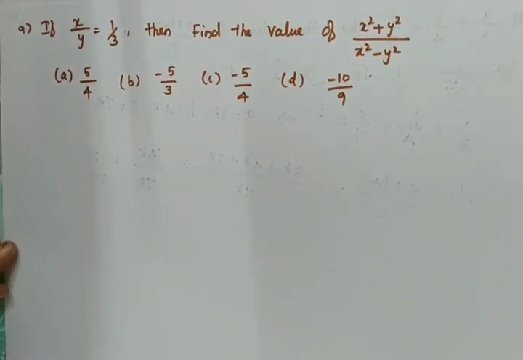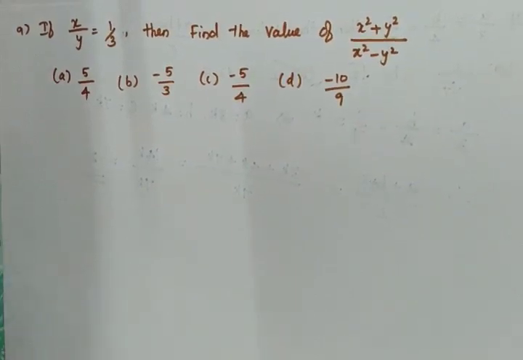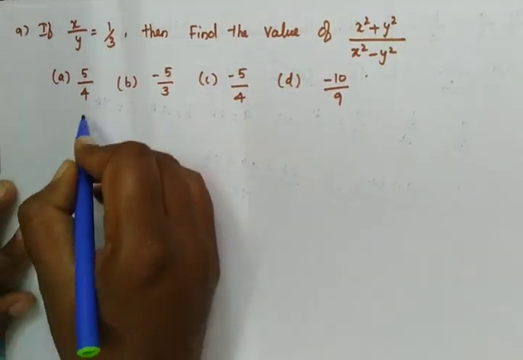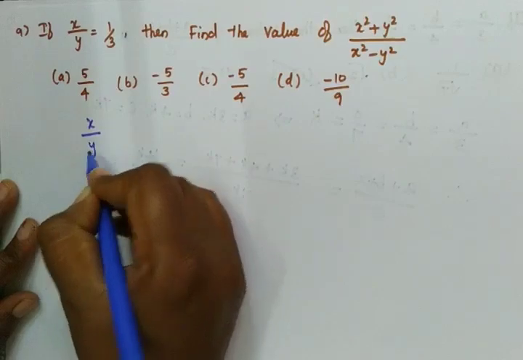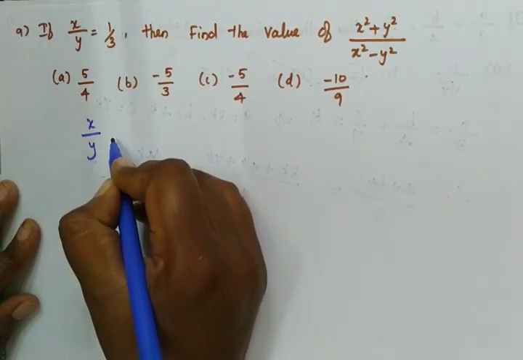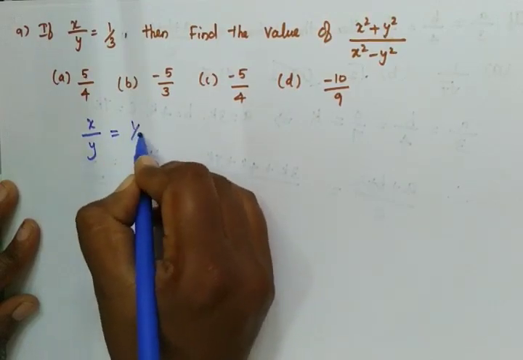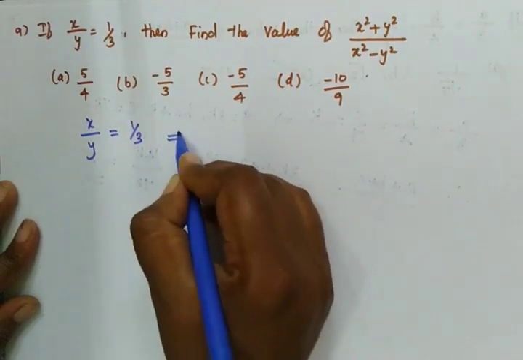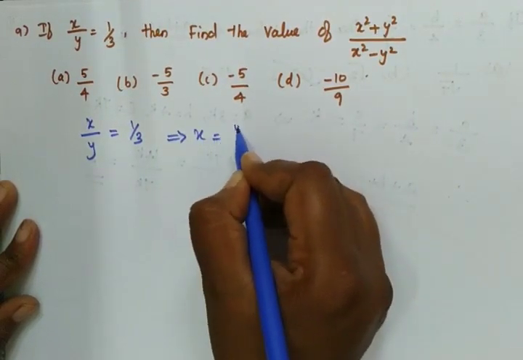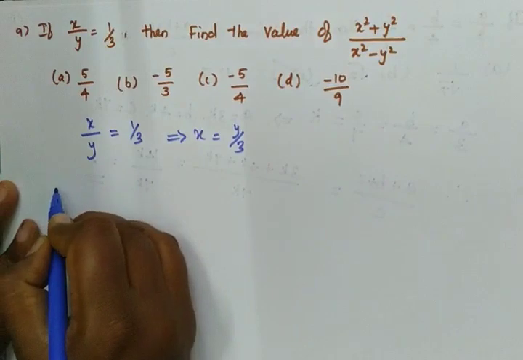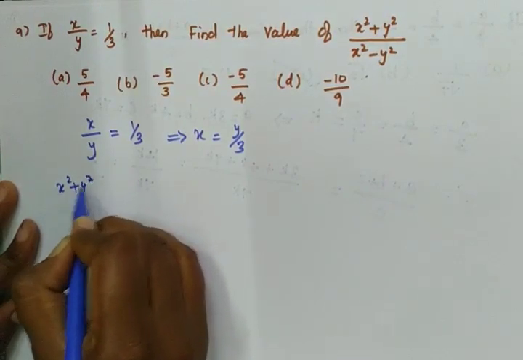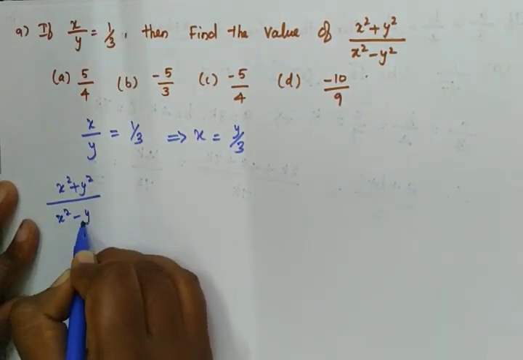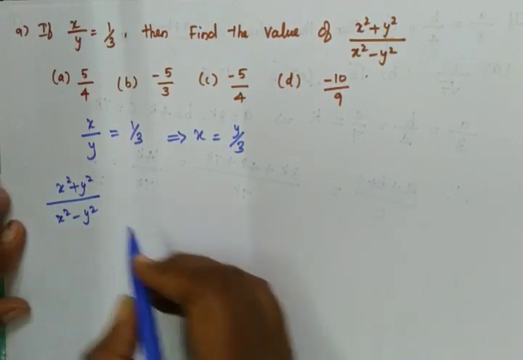If x by y is equal to 1 by 3, then find the value of x square plus y square by x square minus y square. So what is given in the question is x by y is equal to 1 by 3. So from this we can write x is equal to y by 3. Now we know x square plus y square by x square minus y square. So we have to find the solution for this.